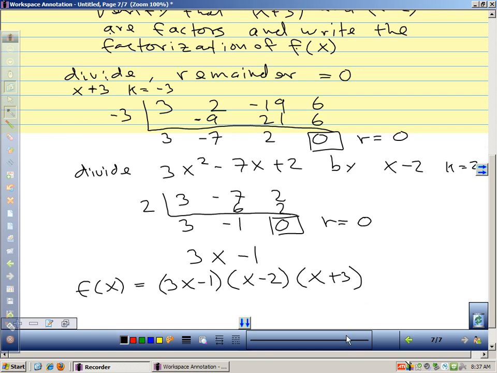Yeah, Cedric. How would you know whether to start with the x plus 3 or the x minus 2? Doesn't matter. You can start with either one. If they're factors, you'll get a remainder of 0 both times. If you don't get a remainder of 0, that means it's not a factor.